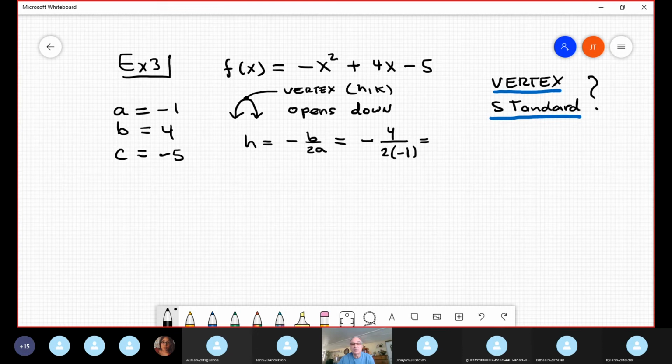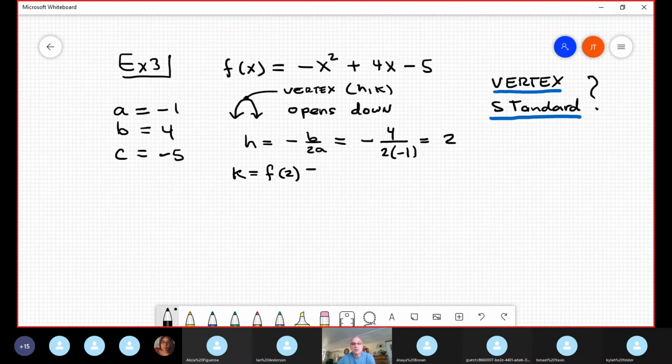We have two negatives. Double negative, and I know double negative is positive. See, one negative, negative. Two negatives, positive. Three negatives, negative. In this case, we have two negatives, so we ignore the negative. So 4 divided by 2 is 2. H is 2. In order to find the K value, you evaluate the function at 2.